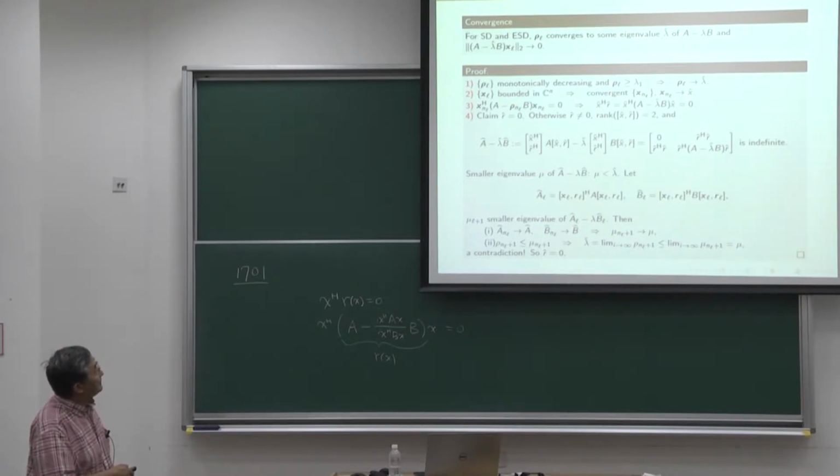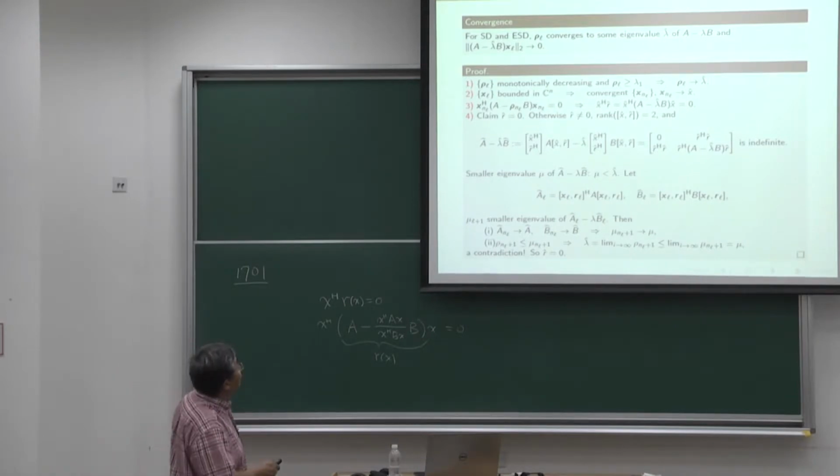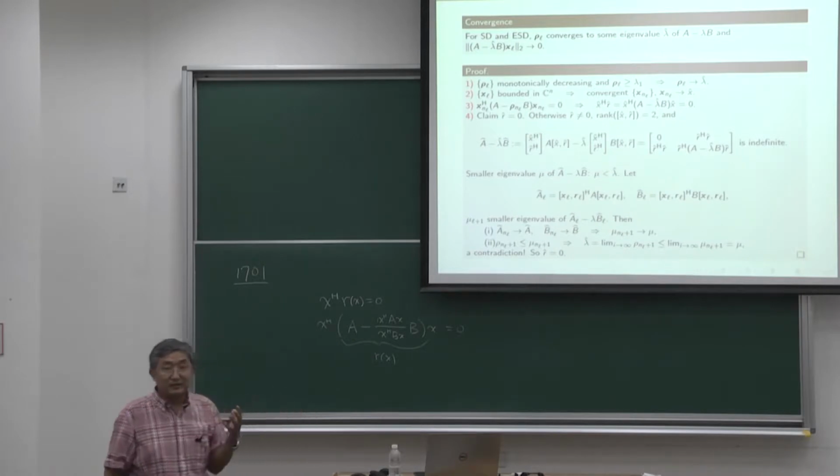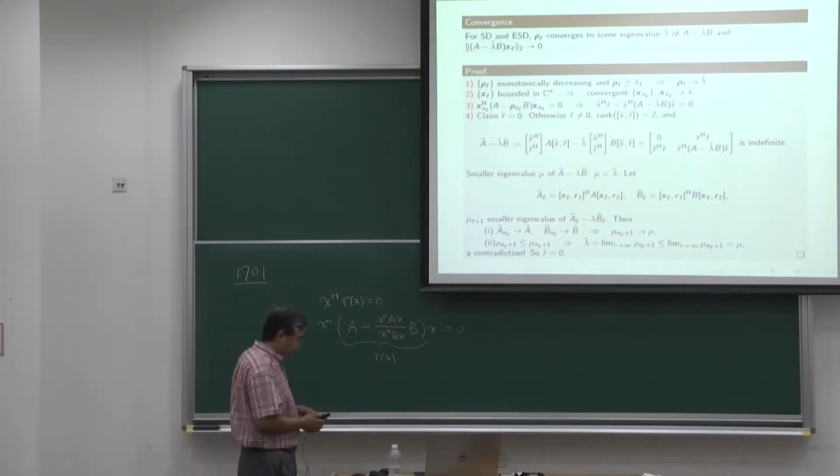Taking a limit, then you have lambda hat equal to the limit of rho, which is less than the limit of mu, which is mu. You end up with lambda hat being less than or equal to mu, which is not possible, because previously we said mu is going to be less than lambda hat. So you have a contradiction. Therefore, the assumption is not right. R equals 0. So the proof is a simple argument.